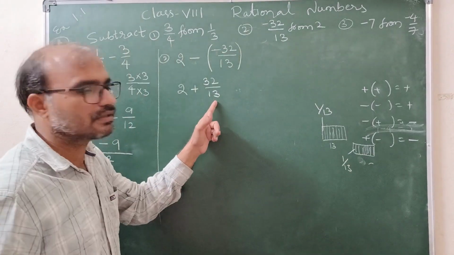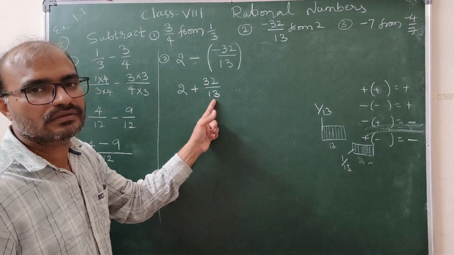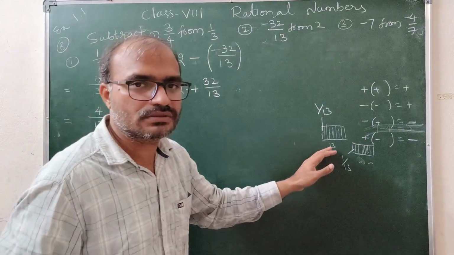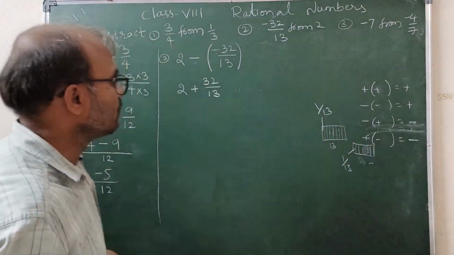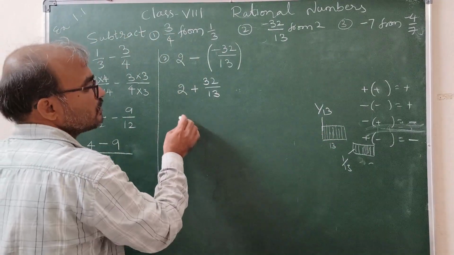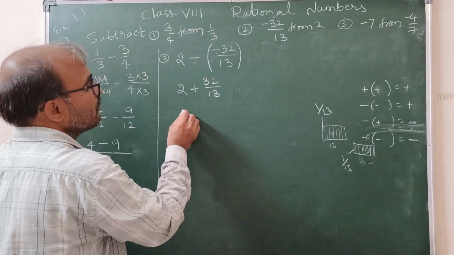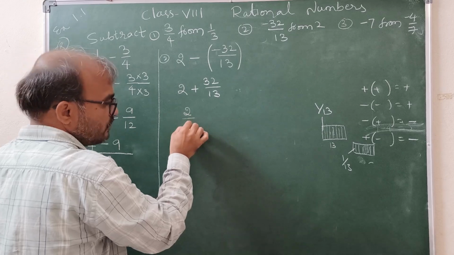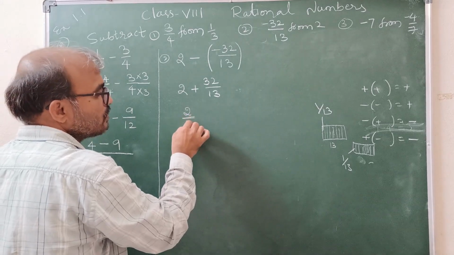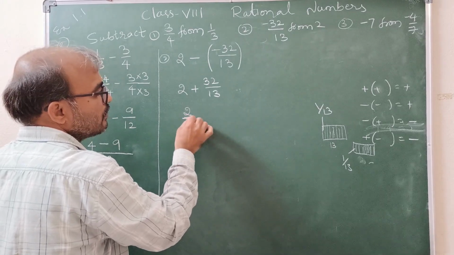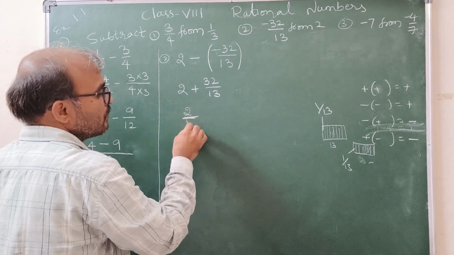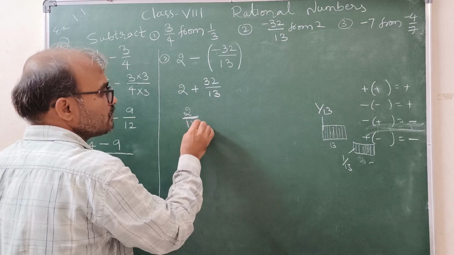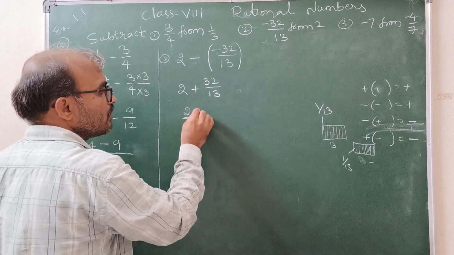So here 13s are there. Here 13s are there, right? That is why we are converting these into parts, and in one whole there should be 13 parts. So for converting that, what I am doing is, two wholes means 2 by 1, two wholes are there. One means full, right? Now I am making 13 parts, no? So multiply numerator and denominator by 13.